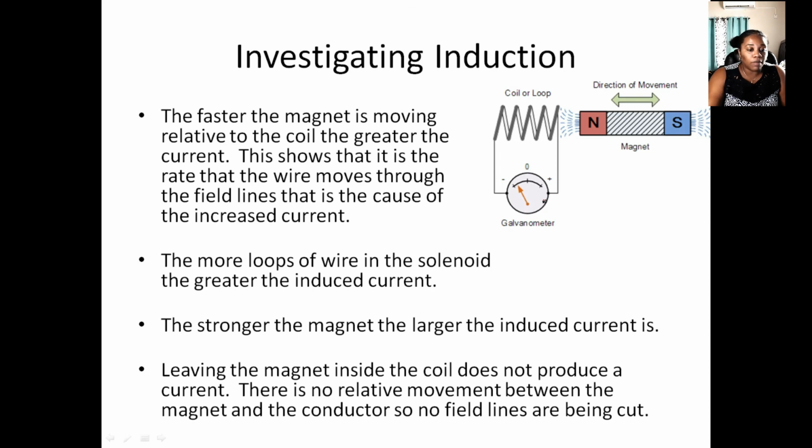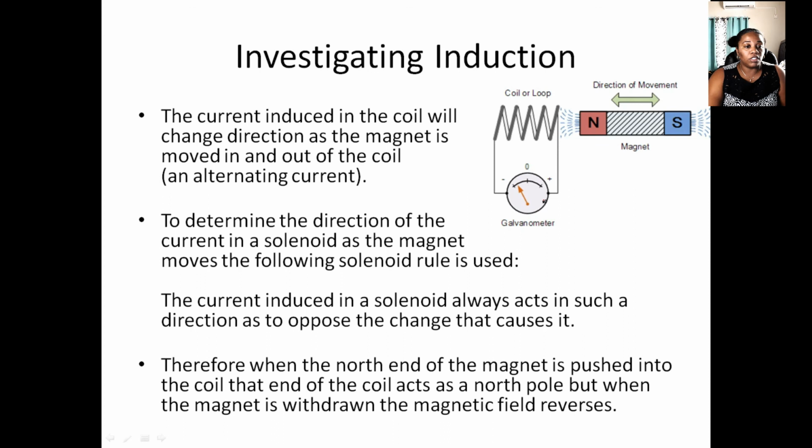The stronger the magnet, the larger the induced current. Leaving the magnet inside the coil does not produce a current, so there must be some movement, okay, to cut the field lines. The current induced in the coil will change direction as the magnet is moved in and out of the coil, so like an alternating current.